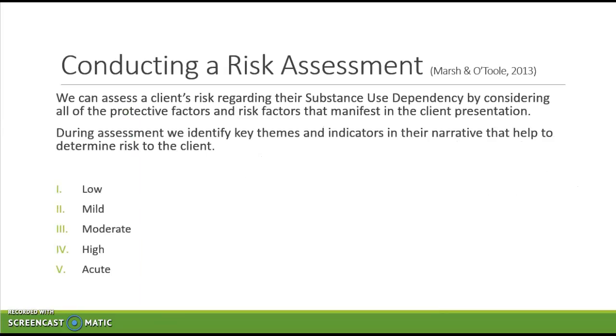Now, Marsh and Toole, your textbook, talk about how to conduct a risk assessment, and the idea of this for me is really about, again, wanting to understand the benefits of a particular behavior versus the negative consequences. I think that traditionally that medical model would come in looking at only the deficits associated with a particular addiction. Now we are far more holistic. We're wanting to understand what a person gains from their use.